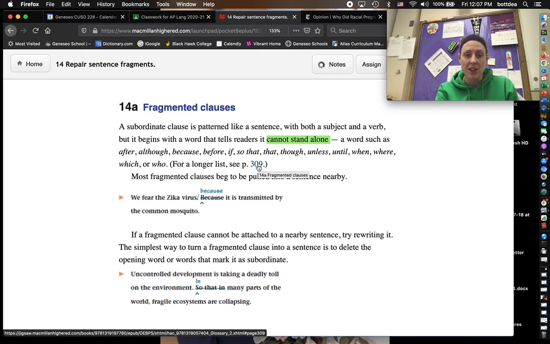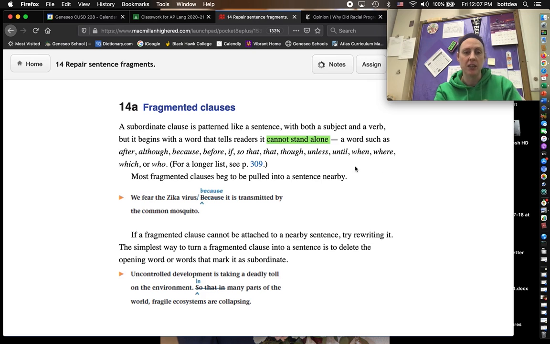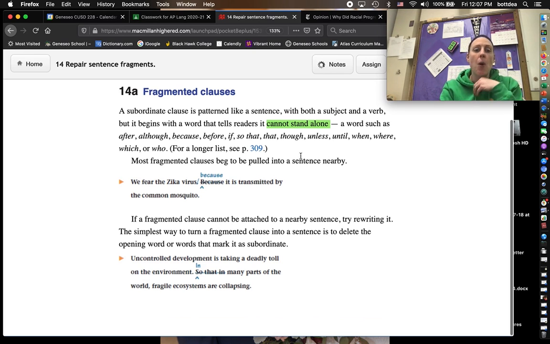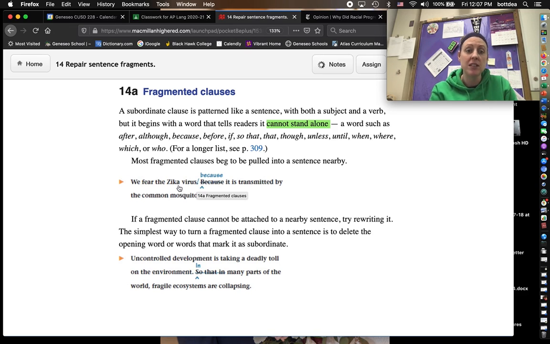Please do click on this link or go to page 309 in your textbook in order to see a bigger list of subordinating conjunctions. So if you're in your paper copy of your book, you're looking at subordinating conjunctions. So most of the time, fragmented clauses can be very easily pulled into the sentences around them. So we have this example here. Right now, they're treating this as an independent clause, which it is. We fear the Zika virus.